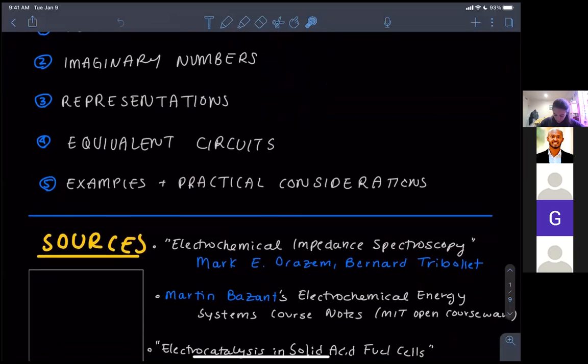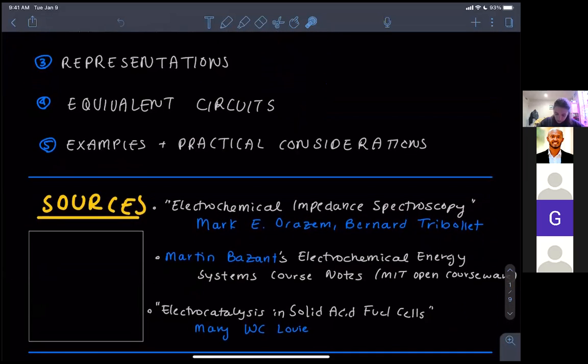Before we get into that, I want to briefly touch upon some sources. So throughout, I will be using stuff from Electrochemical Impedance Spectroscopy. This is something that I think both Jeff and Will and Eddie all recommended to me at one point or another. Also, Martin Bazant's online MIT OpenCourseware Electrochemical Energy Systems course notes, very useful. And of course, the most important is Mary Louise's thesis, electrocatalysis in solid acid fuel cells. And I'm going to use them throughout. I'll note if there's something in particular that came from a particular source that's maybe more copied than other things. But I'm not going to reference them with superscripts throughout.